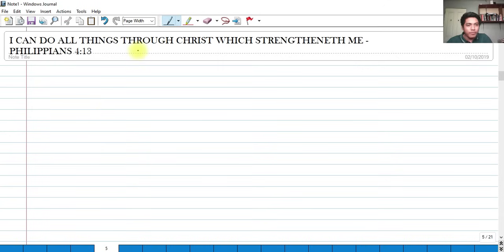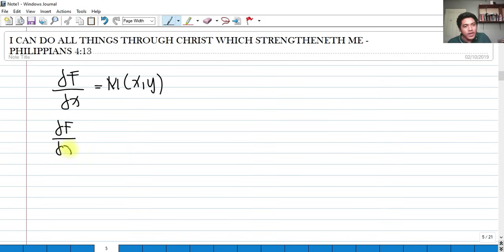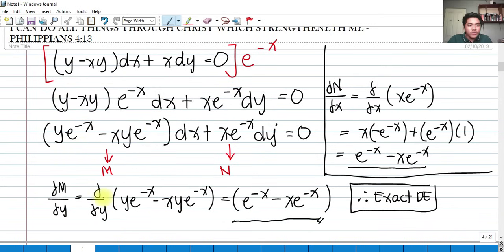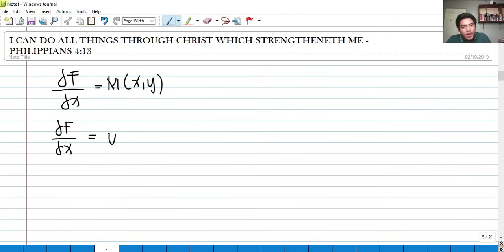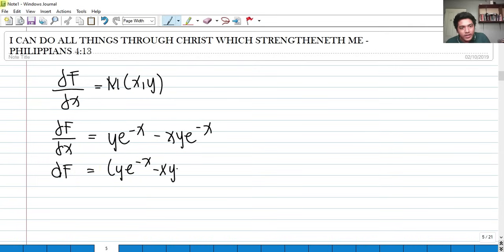Recalling from our previous formula, we have partial of f with respect to x is equal to M of x y. Partial of f with respect to x is equal now to our new M. What is our new M again? y e raised to negative x, and then we have minus x y e raised to negative x. So upon cross multiplying that, we have y e raised to negative x minus x y e raised to negative x with respect to x.